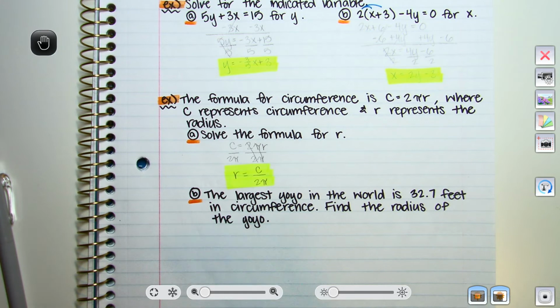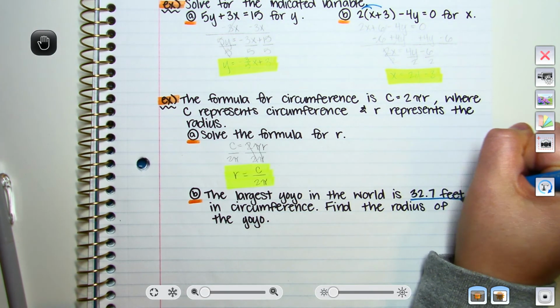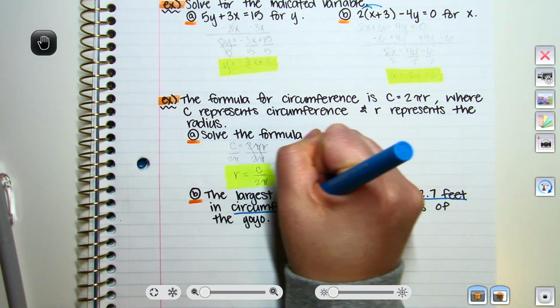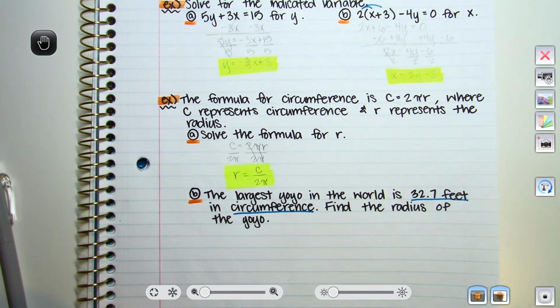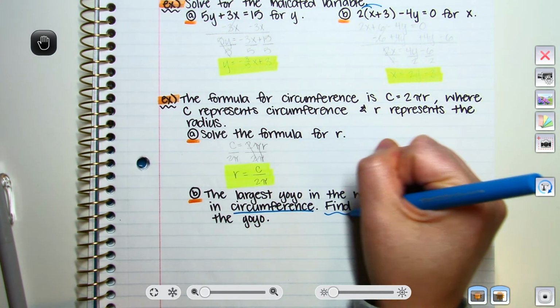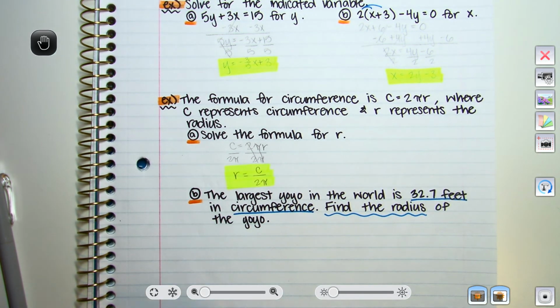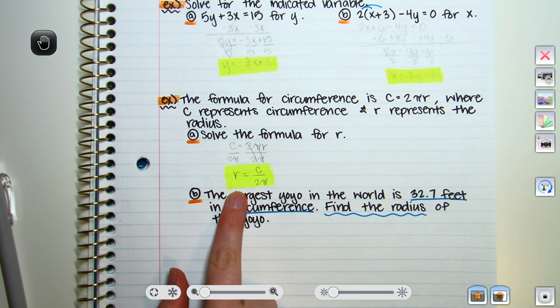So we know that the circumference is that. And we want to find r, which means we are solving for r, which we already did in part A.